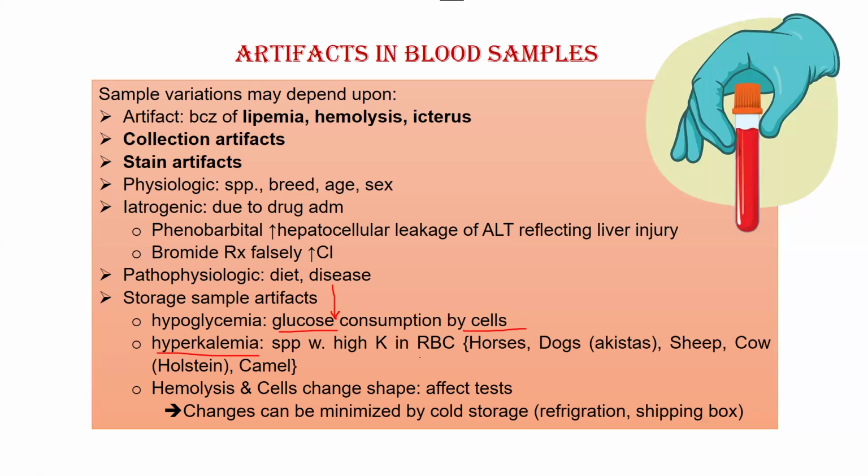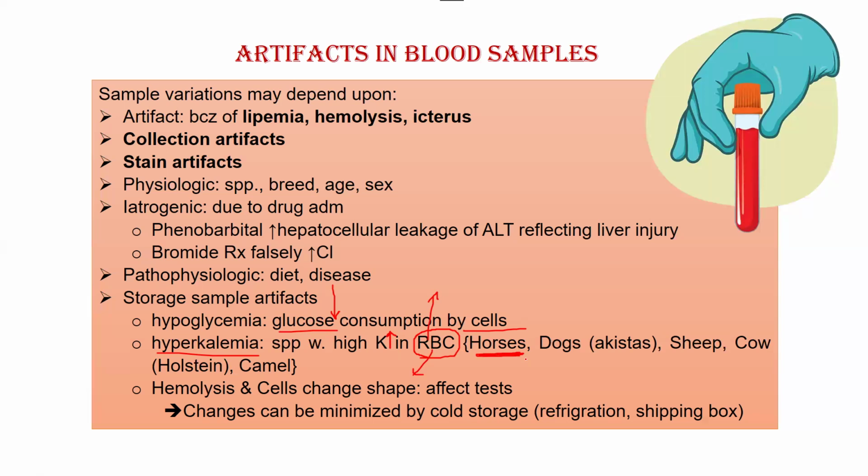If you have a stored blood sample, the RBCs leach out potassium. From the RBC, the potassium will leach out into the sample. So automatically you are going to have increased potassium, that is hyperkalemia. It is a very important fact in horses, especially. Horses' blood samples are most affected by this potassium leaching out.